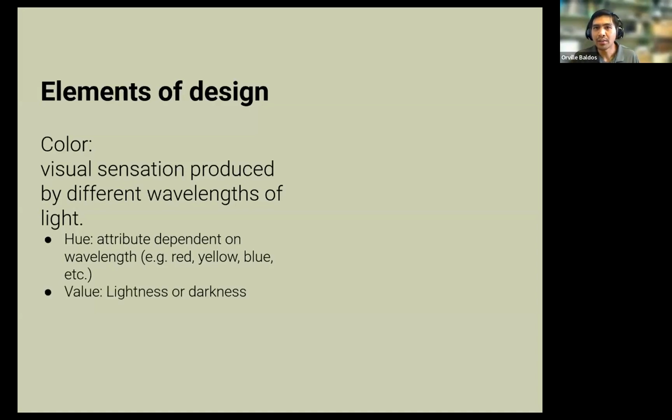And then under hue, actually, you have two types of characteristics. You have value, which indicates the lightness or darkness of a particular color. And then you also have intensity, which defines saturation or brilliance. So how bright is it? Is it more of a dull green or a bright green color?